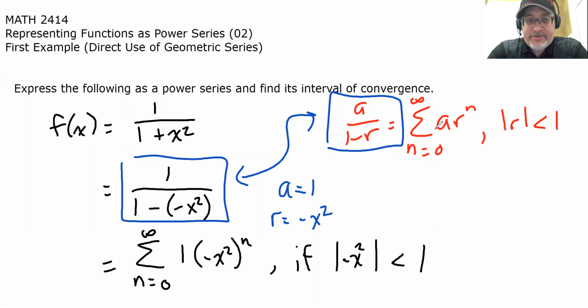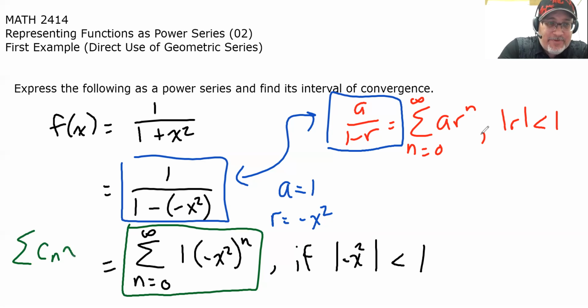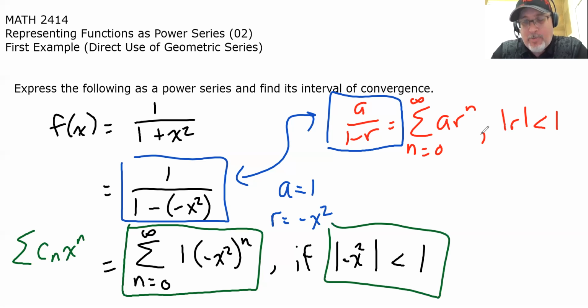Now, does this end the problem? Well, sort of, but not really. Sort of, but not really for 2 reasons. Number 1, I'd like this sum to look a little bit more like a power series, meaning we want a sum of a coefficient times x to some power. We kind of have x to a power, but not really. We have negative x squared to a power. So we're going to try to manipulate our current sum so it looks a little bit more like a power series. And secondly, this needs to be solved. We need an interval for x, not an interval for negative x squared.